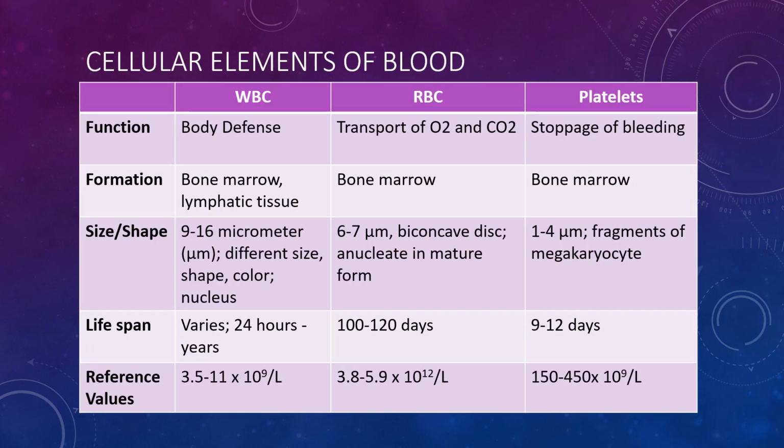So now let's go to the cellular elements of your blood. So as you can see here, you have three elements of your blood, which is your WBC, your RBC, and your platelets. So first, let's go to the function of each cellular element. The first one is WBC. So the WBC is responsible for the body's defense.